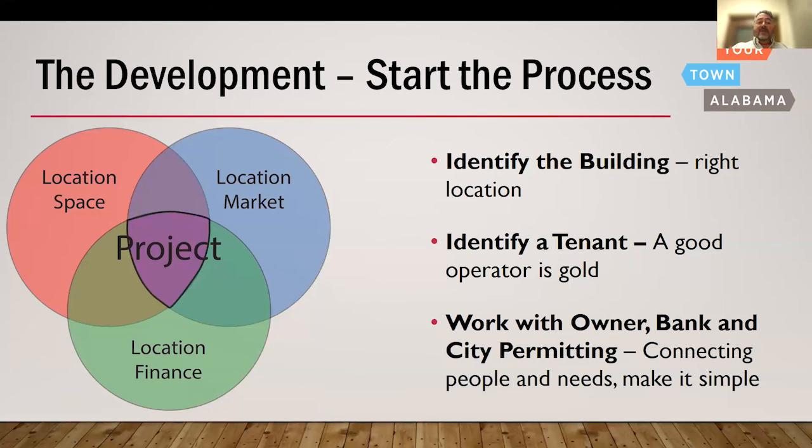So a lot of time the developer begins to connect all three of these issues to make the project happen, from the space to the tenant to navigating the finance between the owner, the bank, and the city permitting. The simpler we can keep the equation, the quicker we can move through those 14 steps of the process. But at its core, real estate development is still about, and will be about for the near future, location, location, location.